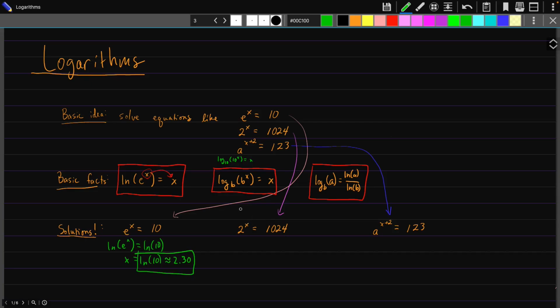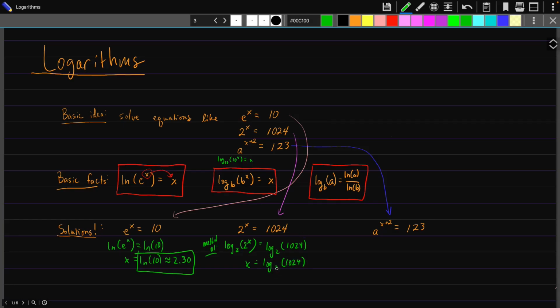What about this one? 2 to the x equals 1024. So I'll show you a couple methods for solving this. So the first method is to take the logarithm to base 2 of both sides. And that tells me that the logarithm of base 2 of 2 to the x is equal to the logarithm of base 2 of 1024. So that tells me that x is the logarithm with base 2 of 1024.